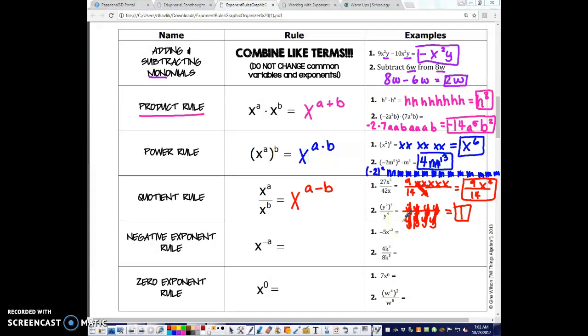Now, the negative exponent rule. The negative exponent rule. Okay? If you have x to the negative a, what that actually says is 1 over x to the a. Okay? So let's look at number 1 over here as an example. It says we have negative 5, x to the negative 2. I always circle anything with a negative exponent because that's going to go to the other side. So we still have negative 5 on top because everything's always on top. And then x to the negative 2 just comes down here and it becomes a positive, x squared.